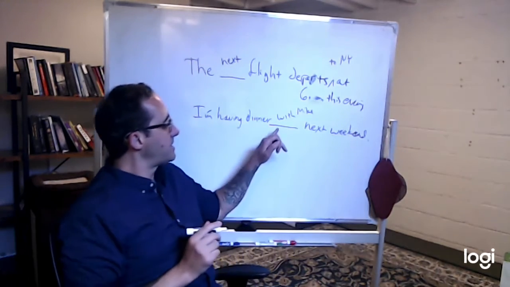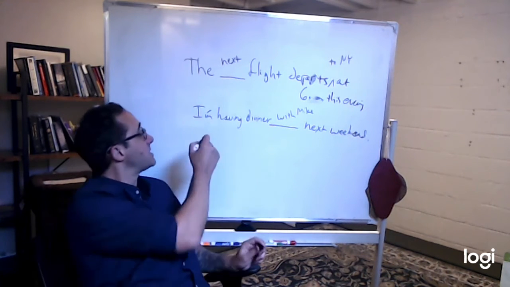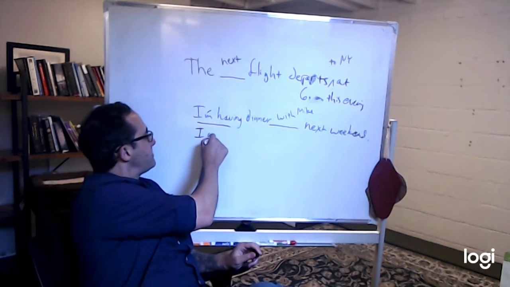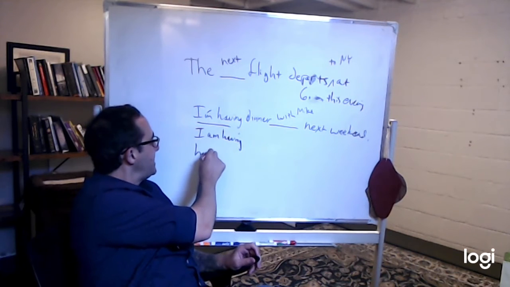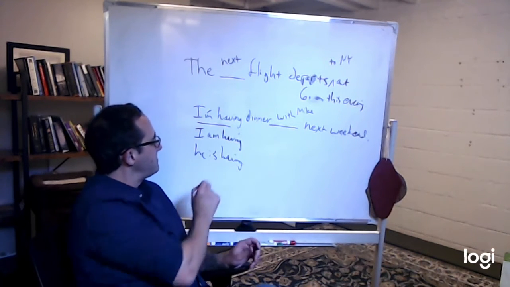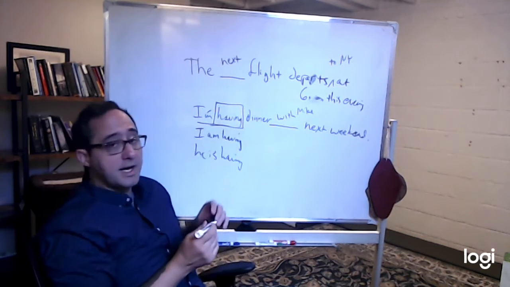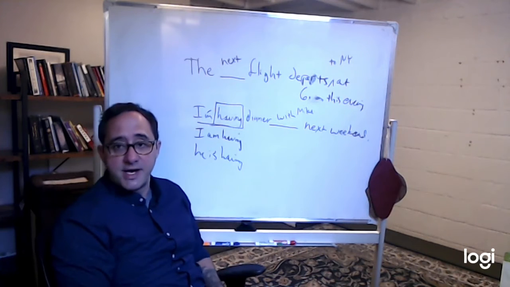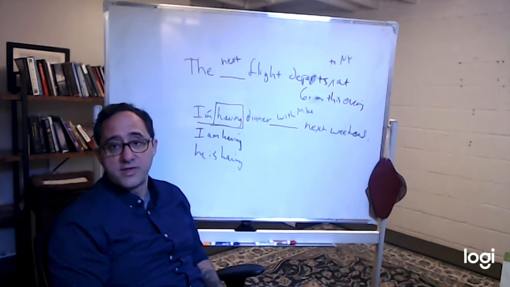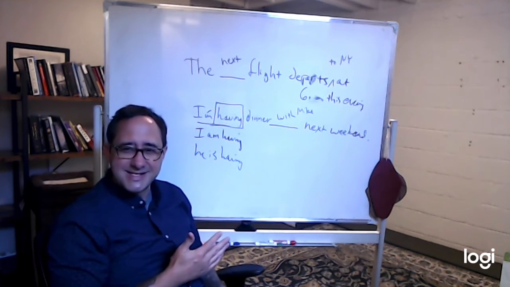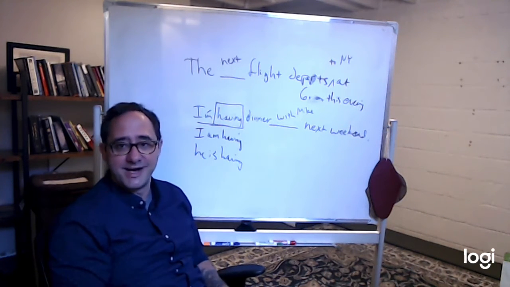I'm having dinner with Mike next weekend, right? I'm having dinner. What is this in? This is in continuous. I am having. How could you make this for he or she? He is having, right? This is in the present continuous tense. So he is having dinner with Mike next weekend. Now you could say he has dinner with Mike next weekend, but for some reason that doesn't sound right. I don't know exactly why. I have to think about it. I'm having dinner with Mike next weekend.